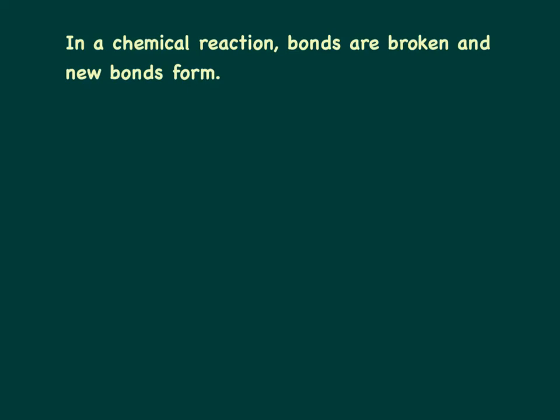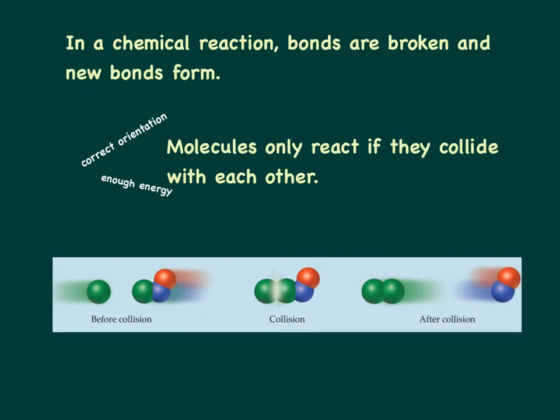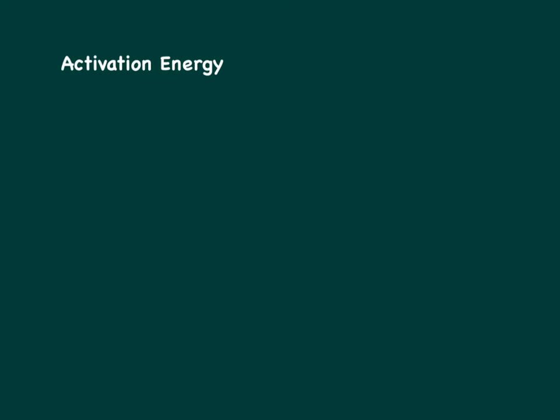In a chemical reaction, bonds are broken and new bonds form. Molecules can only react if they collide with each other in the right orientation and with enough energy. And by correct orientation, I mean the molecules that need to bond need to be lined up with one another so that they can collide with each other, with enough energy to cause bonds to break and new bonds to form. In other words, there's a minimum amount of energy, or activation energy, that's required for the reaction.